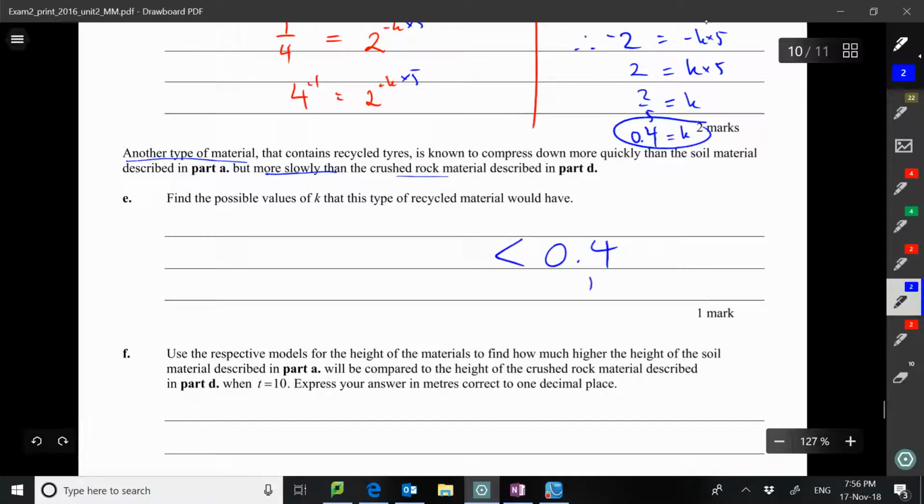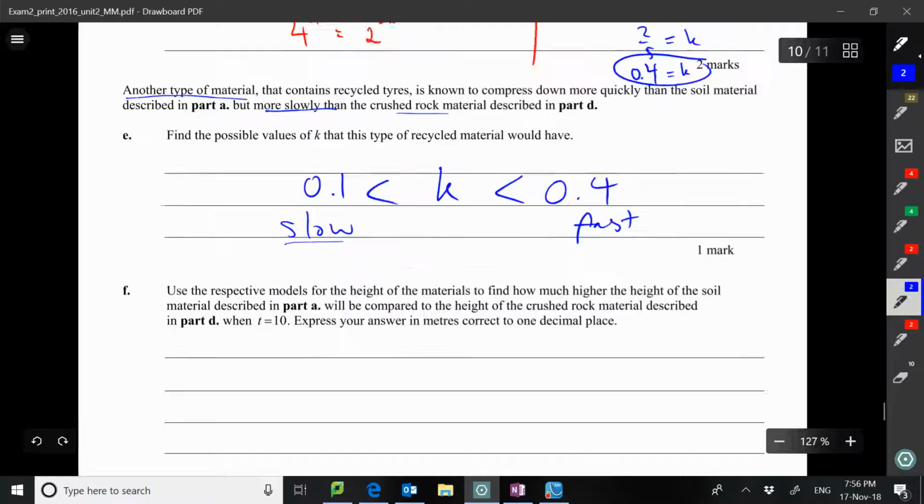That was really fast. So over here is fast, but then slow is when it was 0.1. So obviously the material has to, k has to be between these 2 points, from 0.1 to 0.4, for it to be faster than the slow, so the soil, but slower than the crushed rock in part D. That would make sense. Okay.